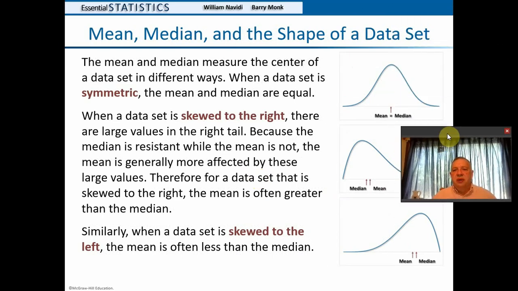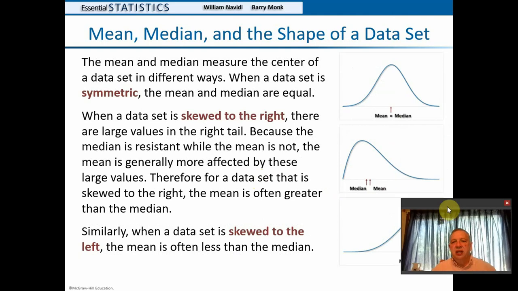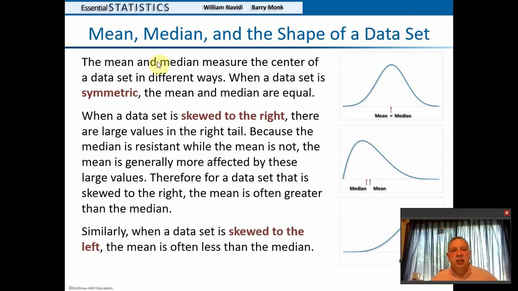Here are also some comparisons. Let me get these two down up here first. The mean and median measure the center of a data set in different ways. When a data set is symmetric, the mean and median are equal. So if I give you two numbers, 34,000 and 34,000, the mean is 34,000, the median is 34,000, you can say that data is symmetric around there. Okay? If these two values are the same, you are dealing with symmetric data.